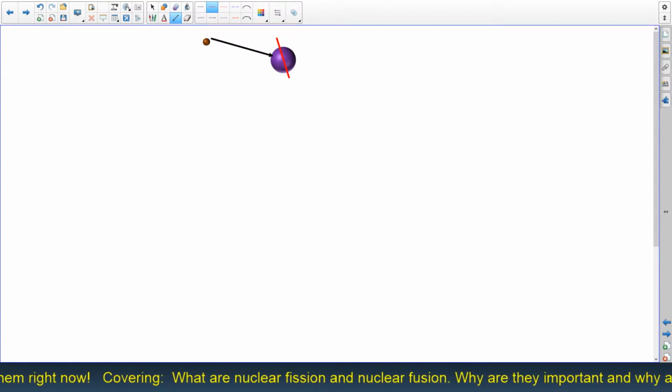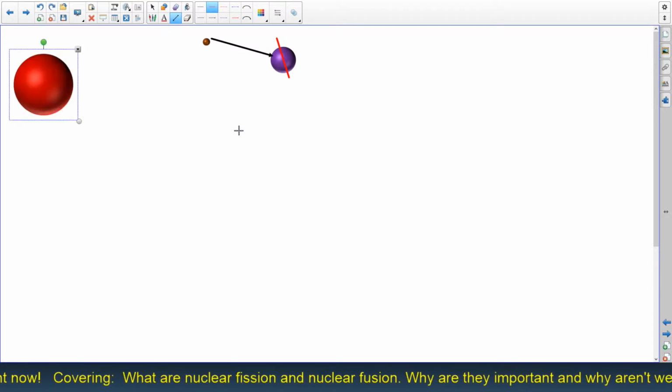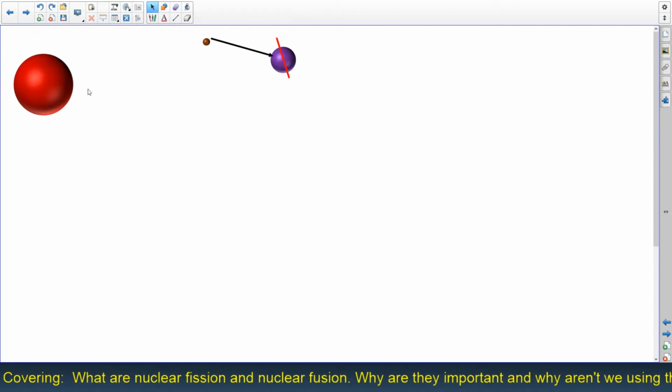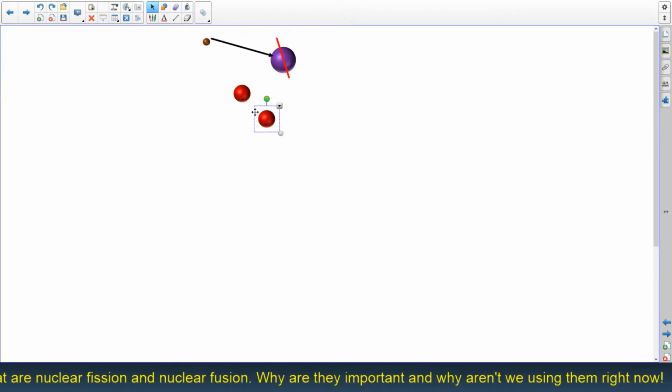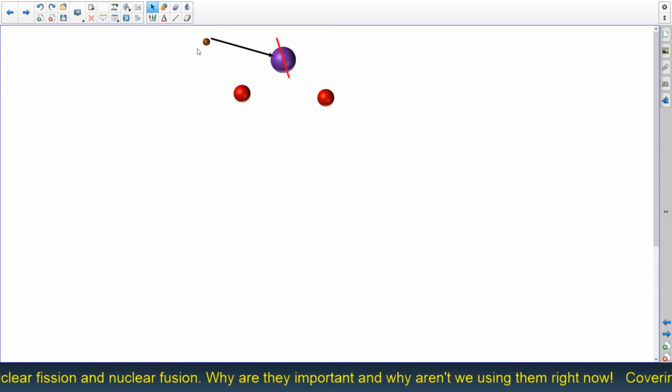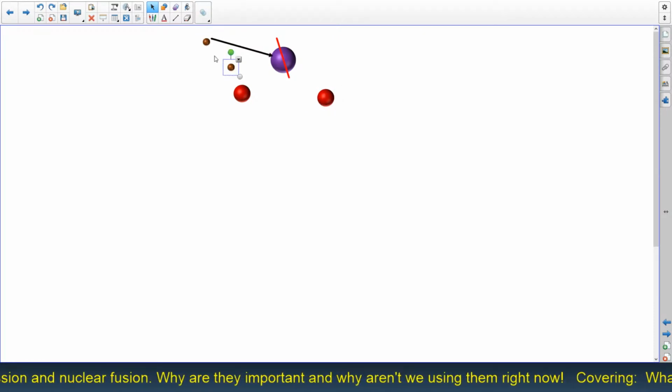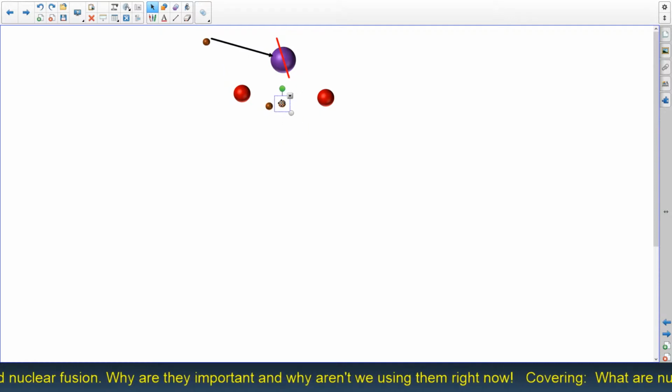It will create a couple of other nuclei. So I'll bring in some little spheres for that. A couple of other nuclei. They're going to be our energy carriers. But more importantly, we'll generate a few more neutrons.